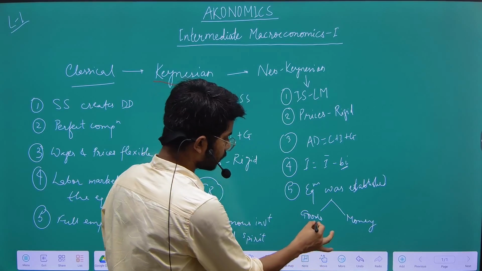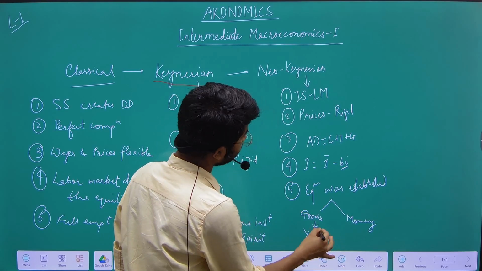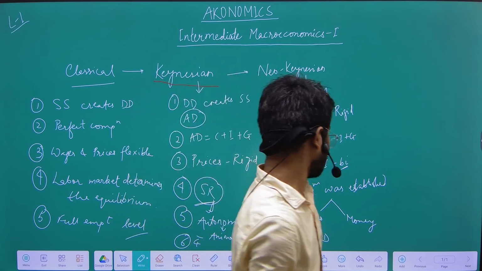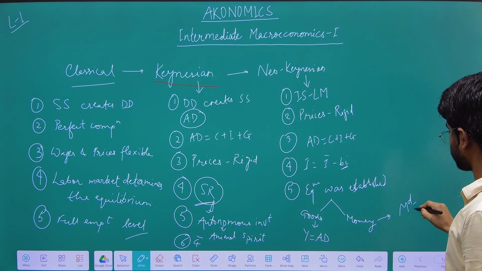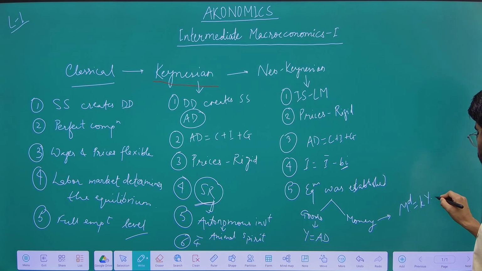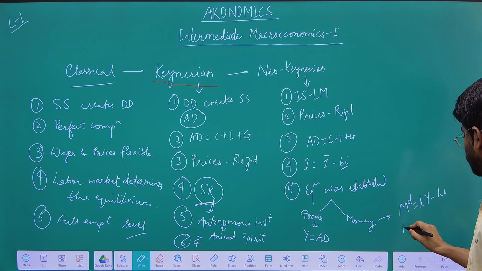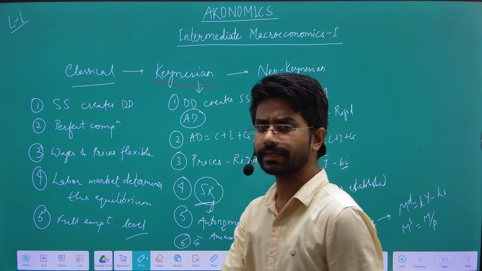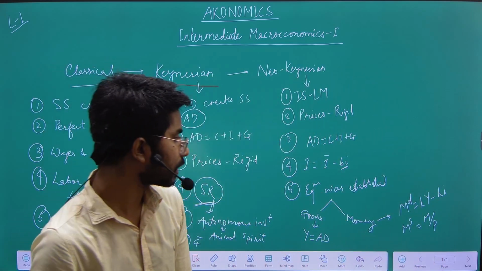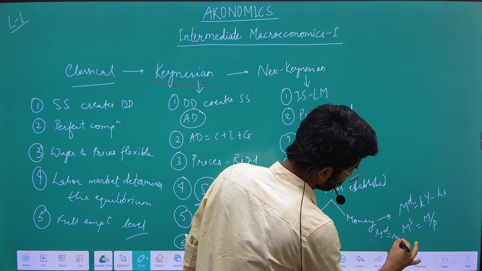Okay, so in the goods market you had Y equal to AD, so AD was from this, and in the money market you had money demand. This was from Keynes, ky minus hi, and this was equal to money supply. So money supply was real money supply M by P. This was being decided by the central bank. Okay, so in equilibrium, you had money demand equal to money supply.